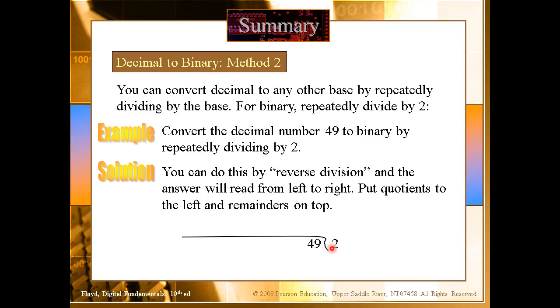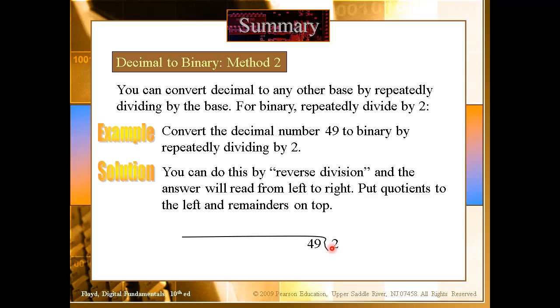If you divide 49 by 2, how do you divide? 2 times 2, 4, and then 2 times 4 is 8, so you write 48. Then you subtract it and you get 1 as the remainder. So you have a remainder of 1 and you have a quotient of 24.